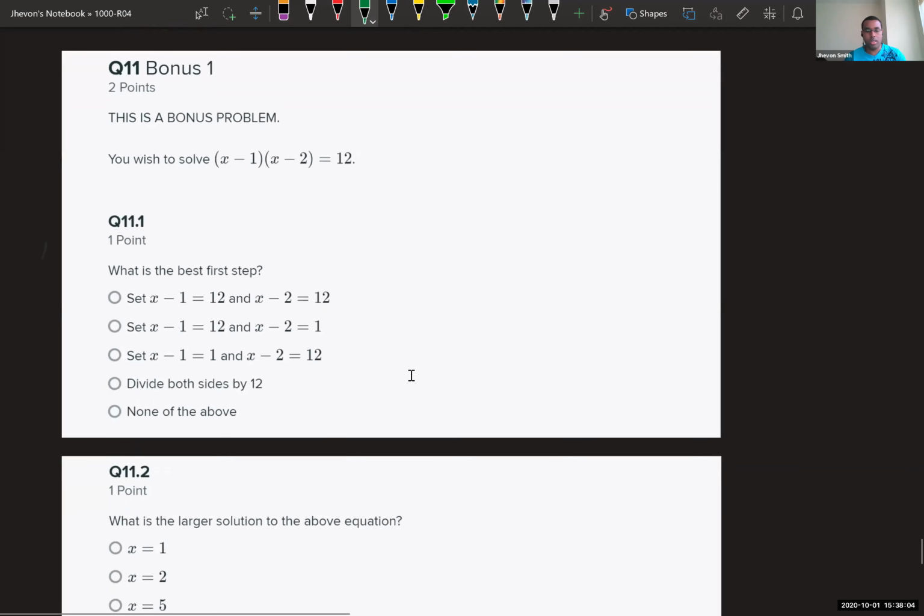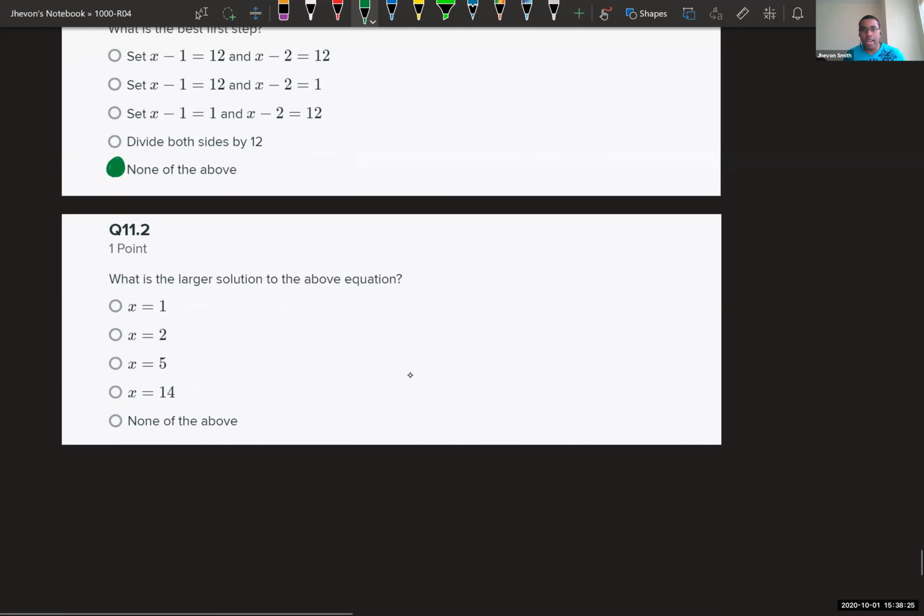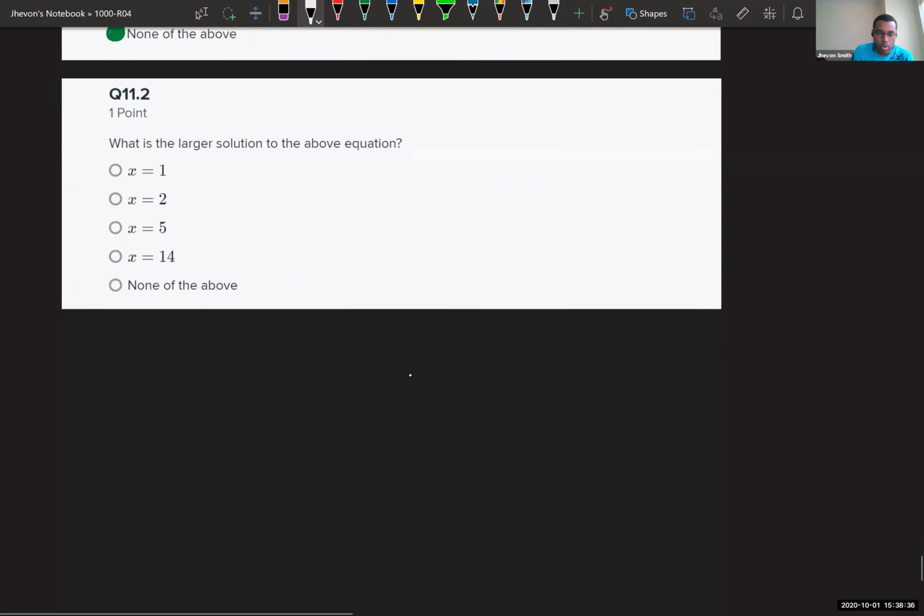Distribute out. Right, expanding the parentheses would be the first step. So it's actually none of the above. I forgot what that was called for a second, but yeah, expand the parentheses would be the first step. I actually asked you to find the larger solution here, which, for the small numbers, you can kind of guess and check what it would be, but let's actually just solve the problem. So you can actually see fully how we would have approached this.